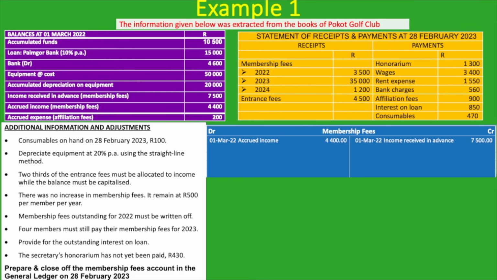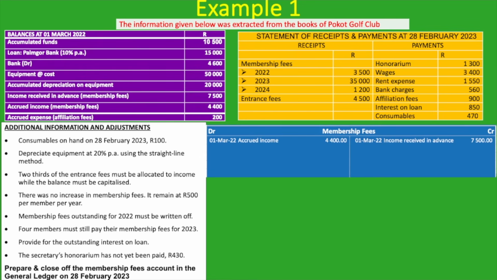Now that we have the two, what is the next thing that we're going to do? Well, we're going to ask ourselves, how much money did we receive in our bank for specifically membership fees in this particular financial period? How much would that be? Well, let's look at the information. We know it won't be anywhere here in purple because we know these are opening balances.